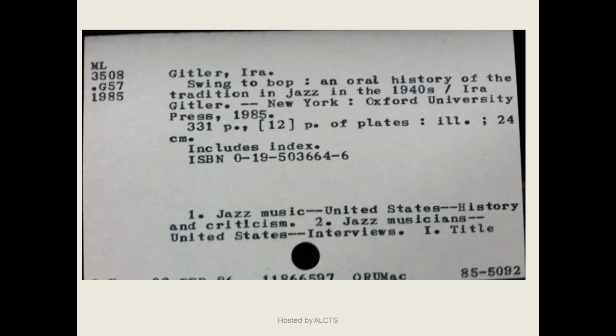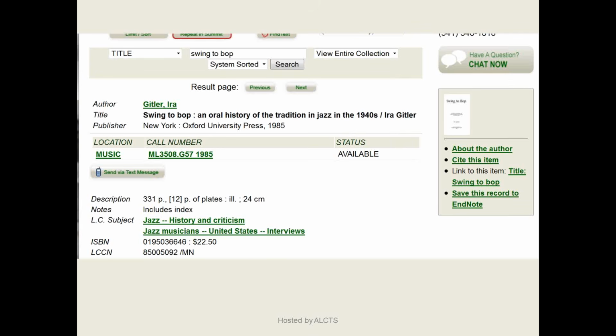AACR2 was designed for a card catalog environment. We create records that are basically text. They're intended to be read by a human. The MARC format made it possible for libraries to share catalog data among ourselves and to display it online. But records are still very structured text intended for people to read. These records look a lot like a card from a card catalog, just online and with some nice extra features.